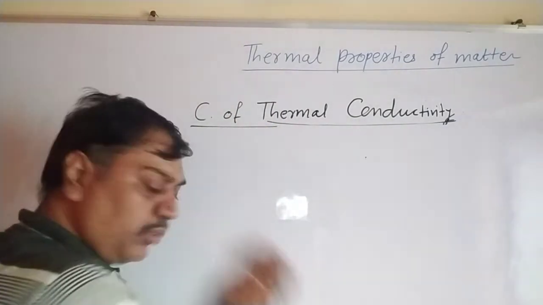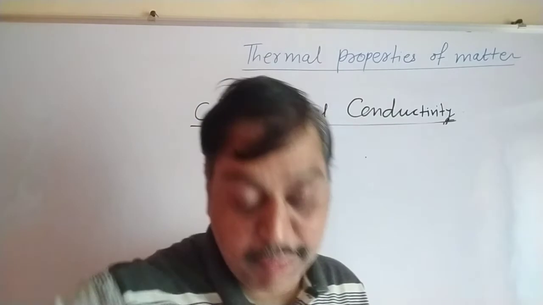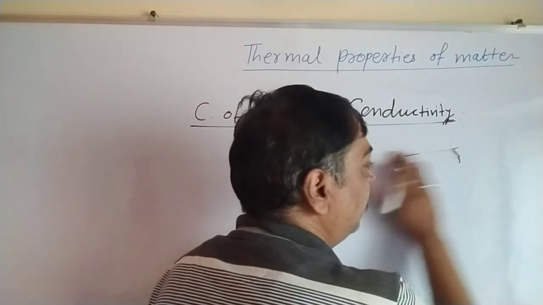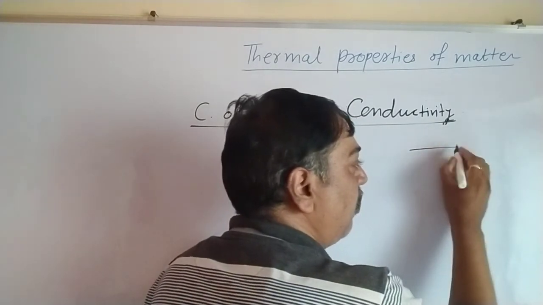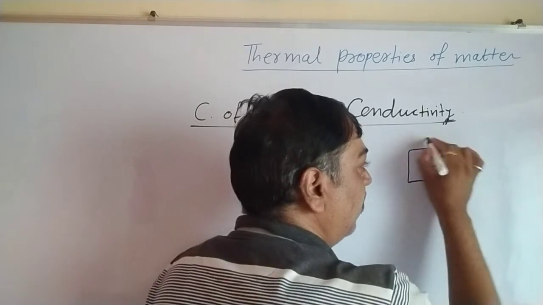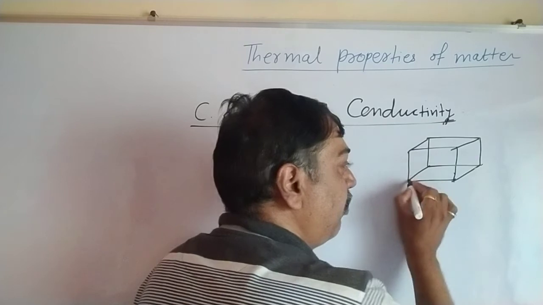Now here in your book there is one figure, figure 7.12b. They have tried to draw a cube. Suppose such a cube is drawn. I will draw it here. This is one side of the cube, this is another side, and they have drawn such a cube in your book.